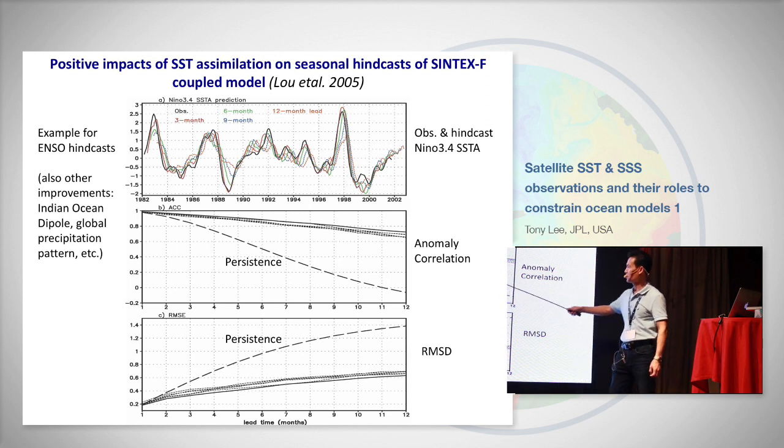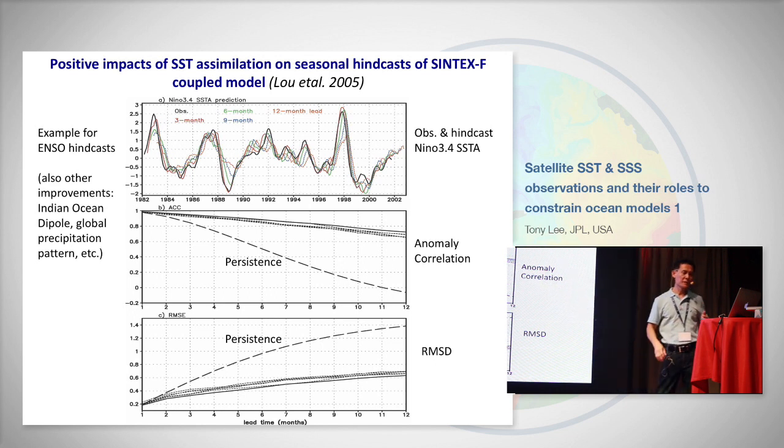And the lower 2 plots are the anomaly correlation and RMS difference with respect to Nino 3 SST. The dashed curve is the persistence that you have to beat in terms of forecast skill, and the other curves are the forecast with a different lead time. So you see that it's significantly better than the persistence.